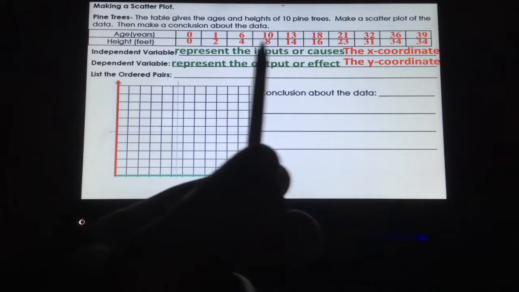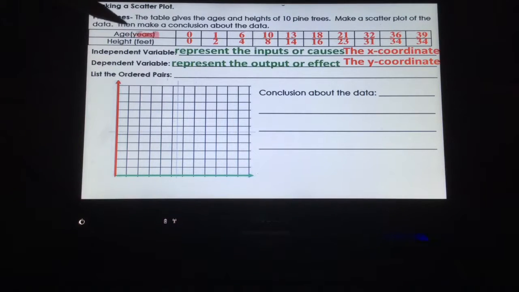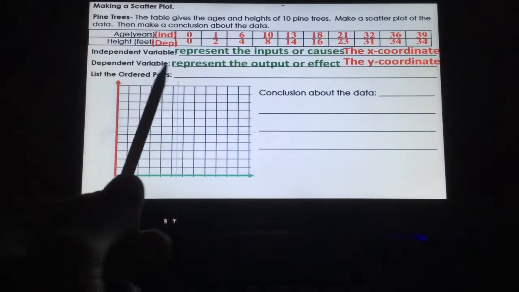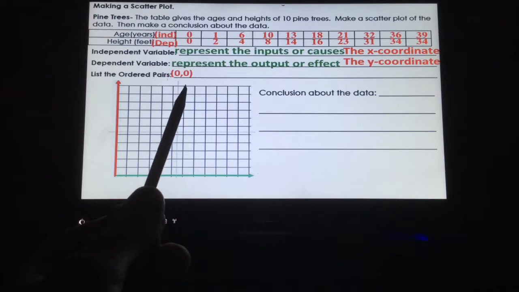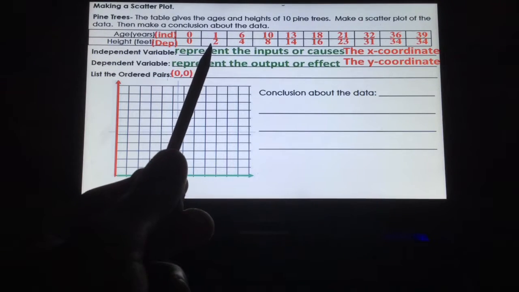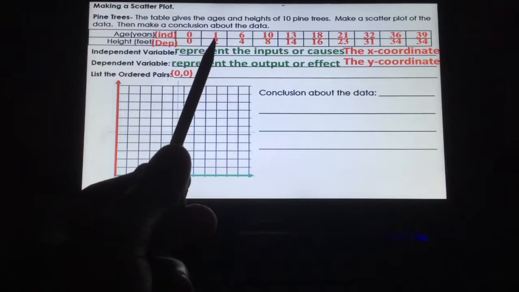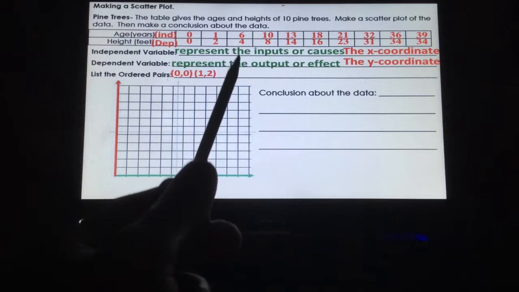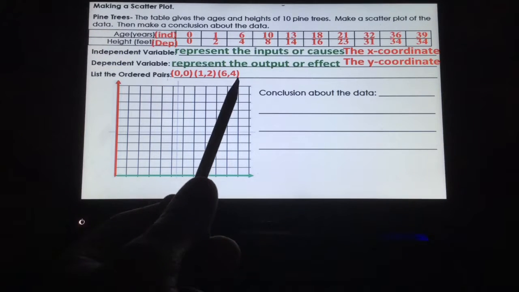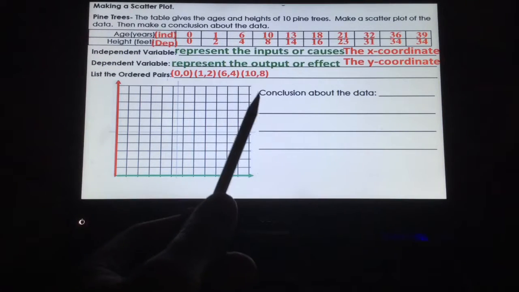So these points right here, again, we have the independent is the age, the dependent is the height. So this first point would be x. This whole row is going to be the x, and then this whole row is going to be the y. So this first point, I know it doesn't really matter because they're both the same number. It's the point 0, 0. Now this is where, when they're different, that's when it does matter. The 1 has to be the x, the 2 has to be the y. 6 and 4, we know the 6 is the x, the 4 is the y. Alright, so on and so forth.